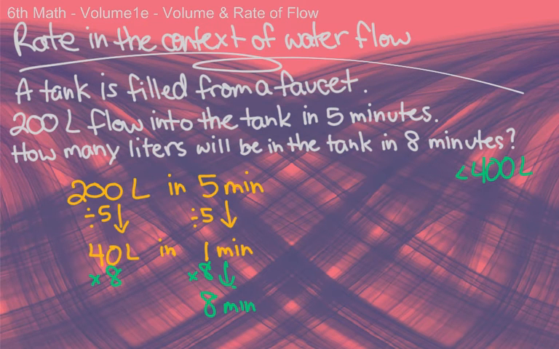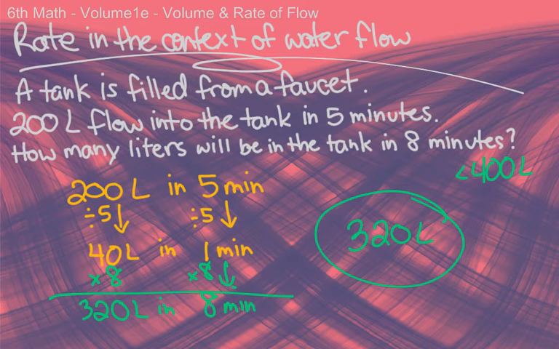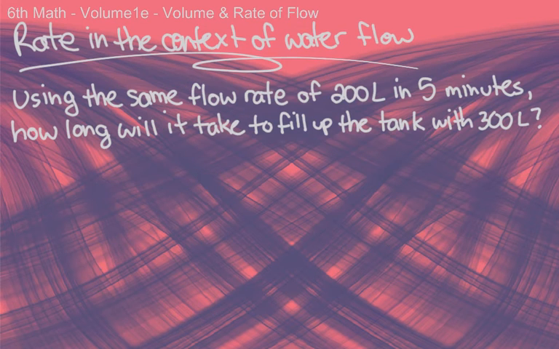So what do we get? Well, 40 times 8. So 8 times 4 is 32 with another 0 hanging out. So that means we have 320 liters in 8 minutes. And we look at our little guide there, it's less than 400 liters. Nice work. Let's do one more.